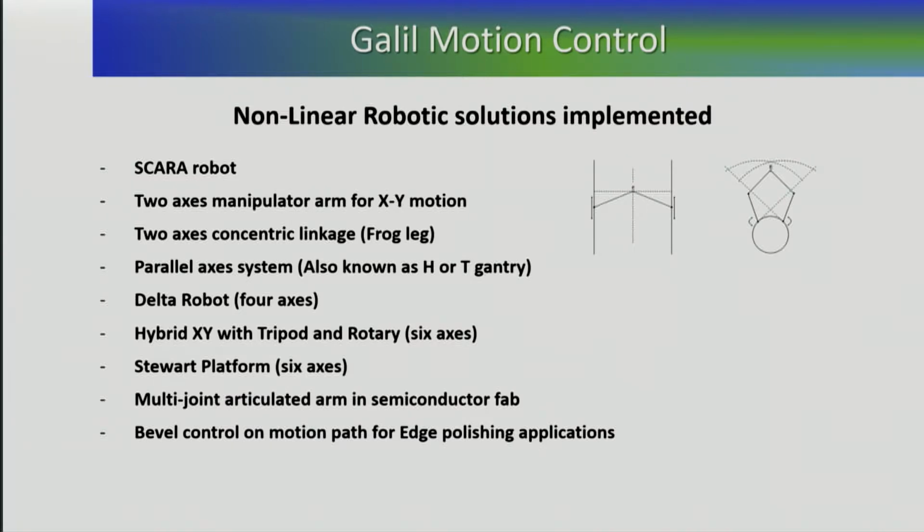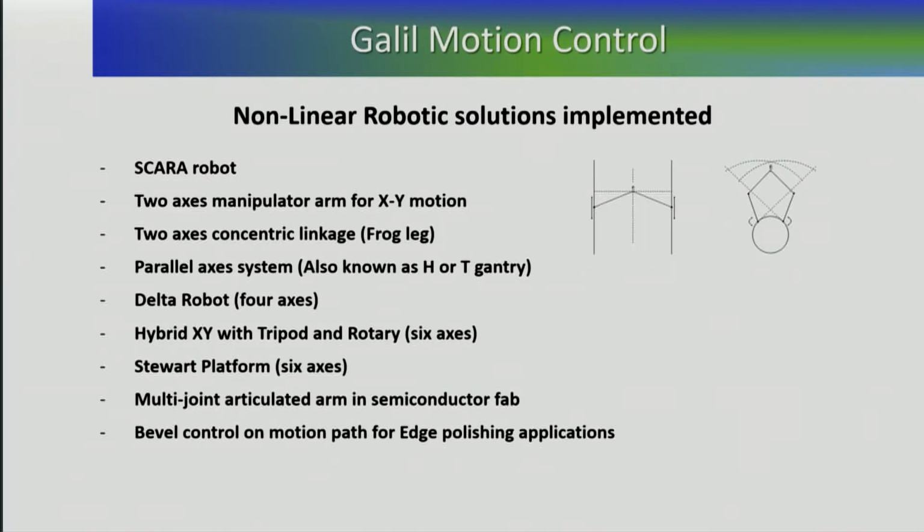Hybrid XY and the tripod with a rotary gives you all 6 degrees of freedom. You have X, Y, Z, yaw, pitch, and roll. You have the X and Y as a conventional stage, and the 3 axes of your tripod give you the yaw, pitch, and roll. Plus you have an additional rotary on top of your tripod, allowing you to have tool center point control of your robot. You can go into a Stewart platform, 6-axis, literally the workhorse to produce high speed, high forces, and achieve 6 degrees of freedom.